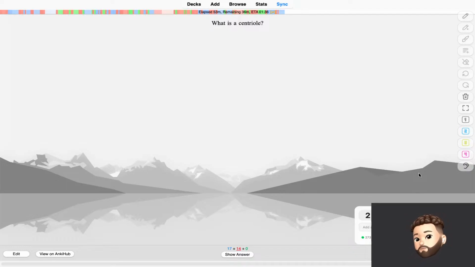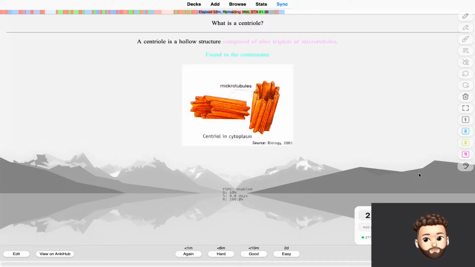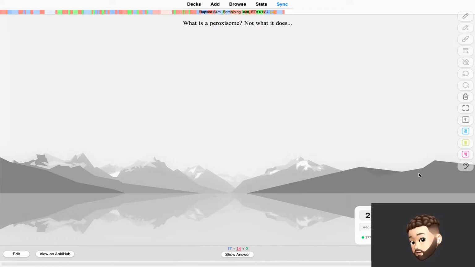What is a centriole? A centriole is a structure made of nine triplets. What is a peroxisome? A peroxisome is a single membrane-bound organelle that contains peroxide.